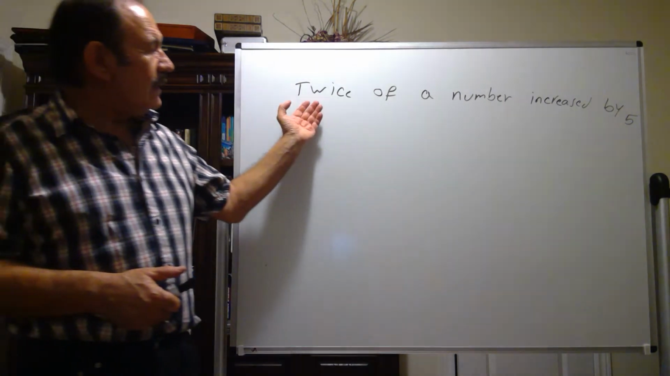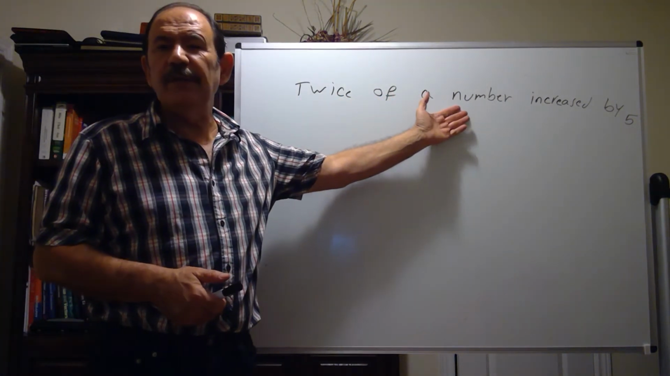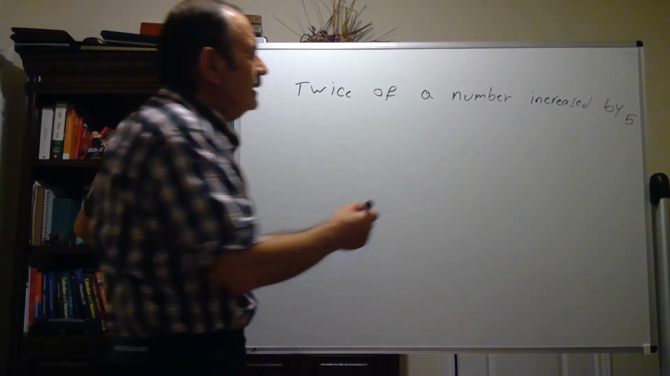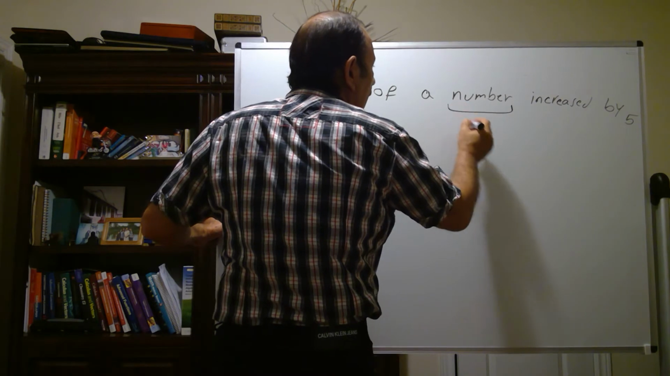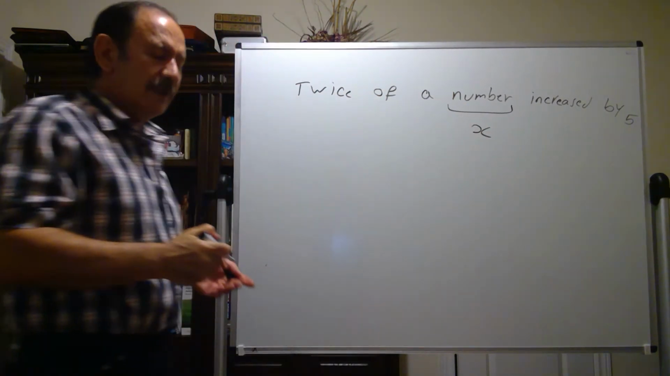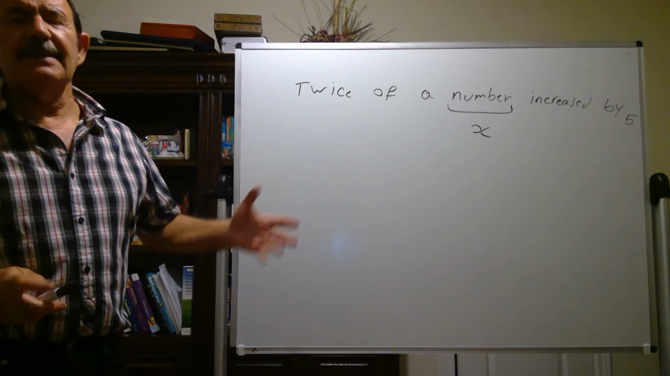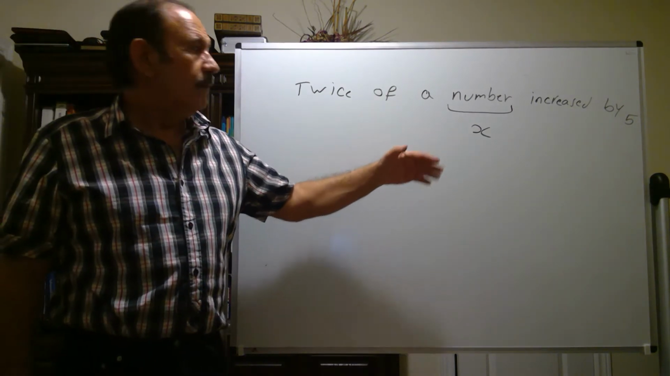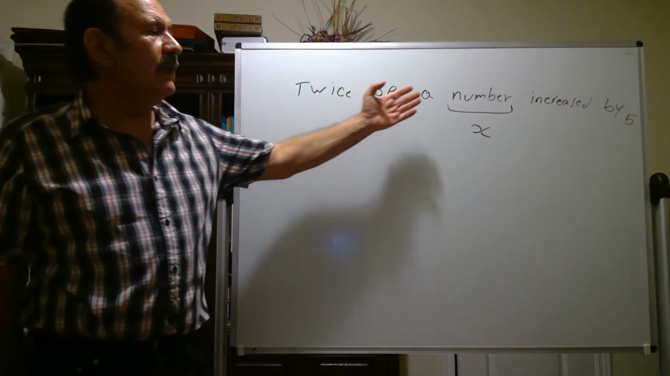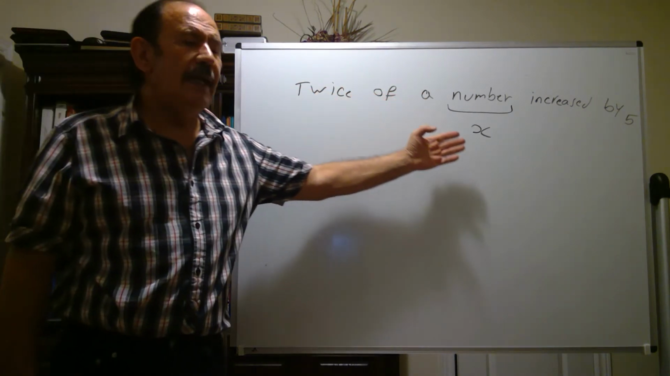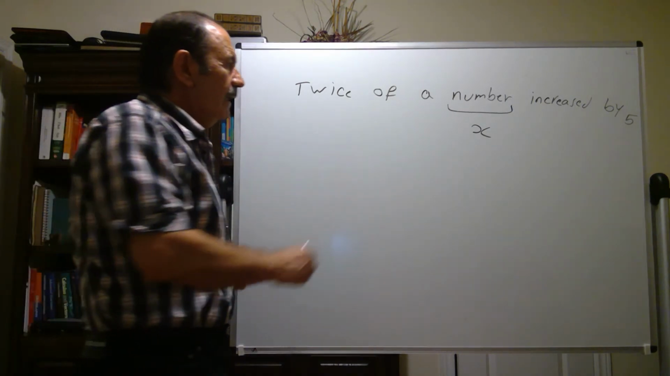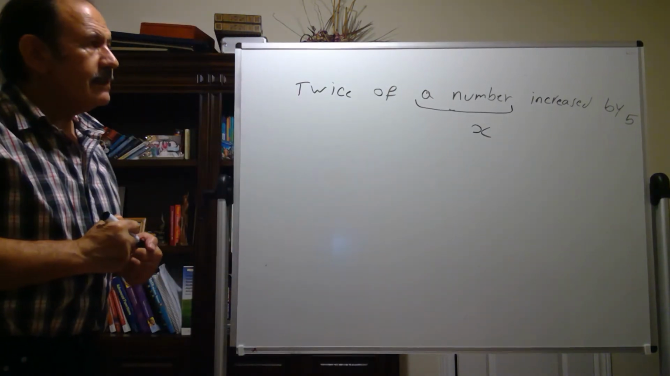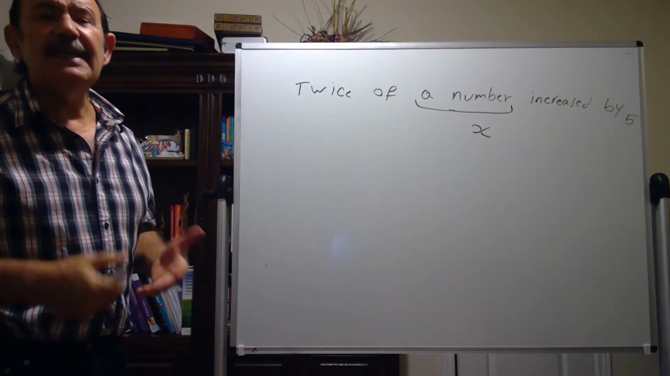As an example, look at here, twice of a number. We don't know the number, so give it a name. Instead of number, I used x. I give a name to this unknown. You can use x, n, a, b, y, z. Just give it a name. Then instead of twice of a number, I will say twice of x, so it's going to be twice of x increased by 5.